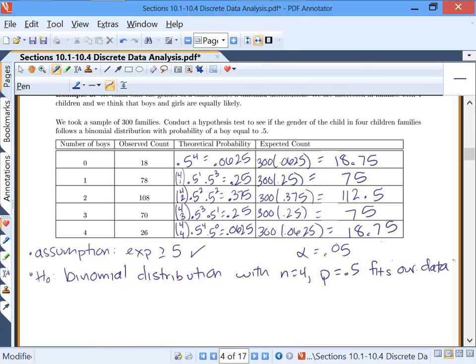So again, we can just say the distribution fits our data. Theoretical probabilities are correct, or to put it into context even more, the binomial distribution with n equals 4 and p equals 0.5 fits our data. Okay. And the alternative would be that the binomial distribution with n equals 4 and p equals 0.5 does not fit our data.